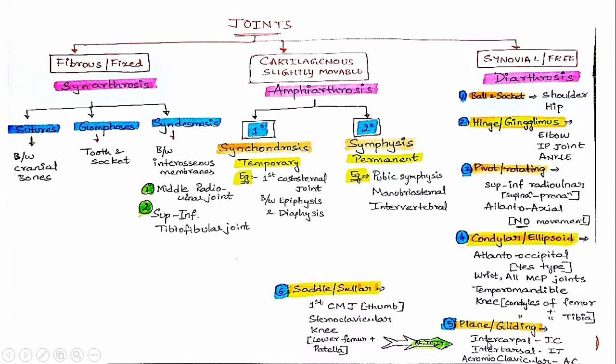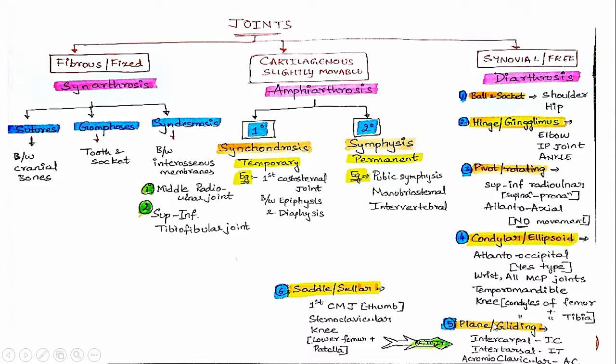Inside the plane, we usually feel it as cold, so we have an AC in it, that is acromioclavicular, and we also have an IC, which is intercarpal, and IT, which is intertarsal. Just remember this diagram, and you will have plane or gliding examples with you.